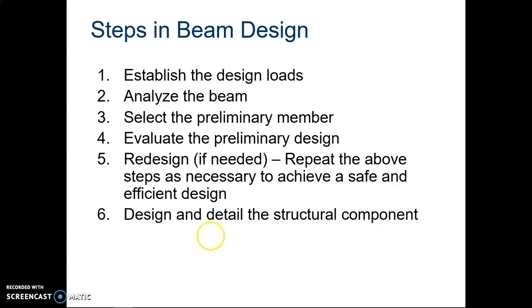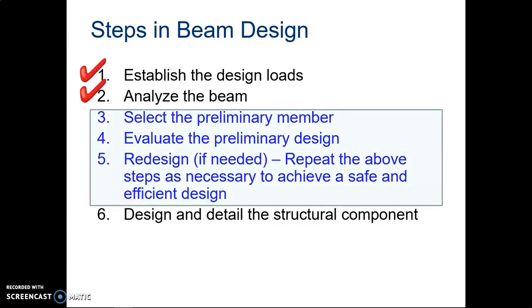So let's go through them again quickly. Establish the beam design loads. Hey, we actually already did that. That was when we figured out the dead and the live load and the tributary width and the tributary area. Analyze the beam. We already did that. That's when we calculated the max moment and max shear. So those 2 steps are done. Now we're going to choose the member.